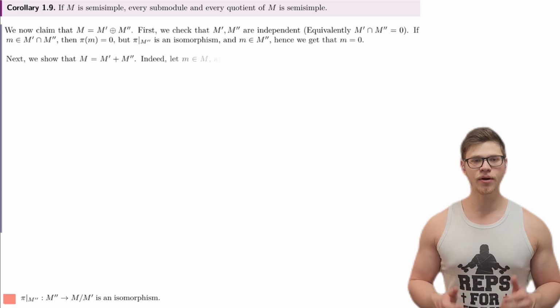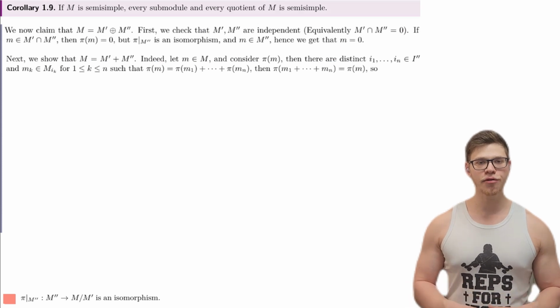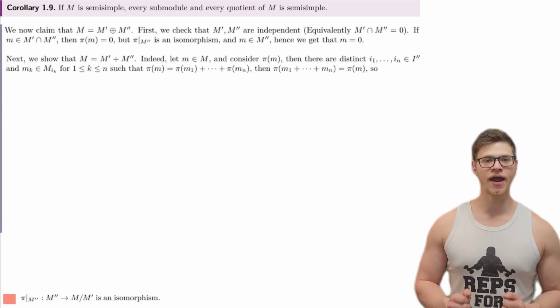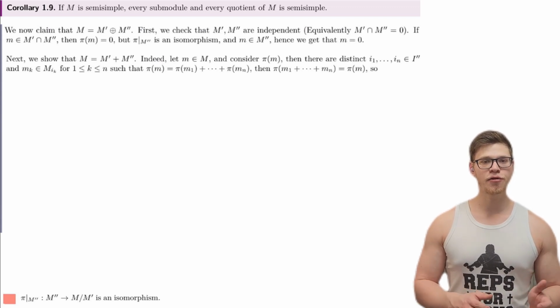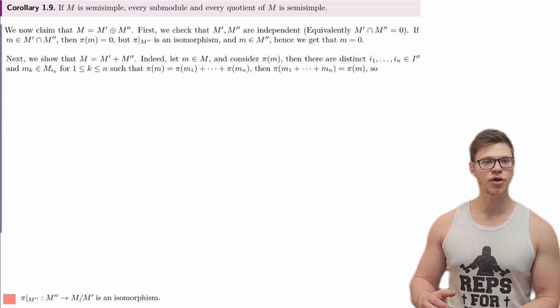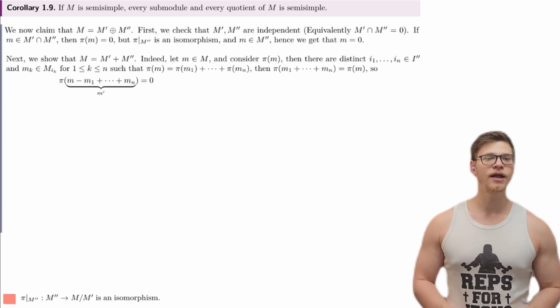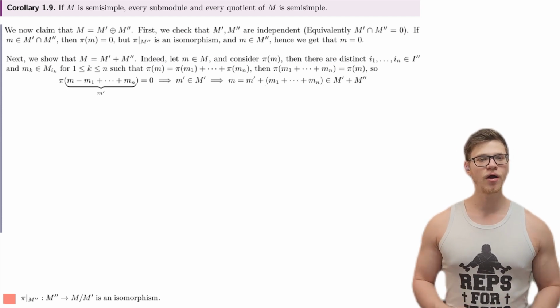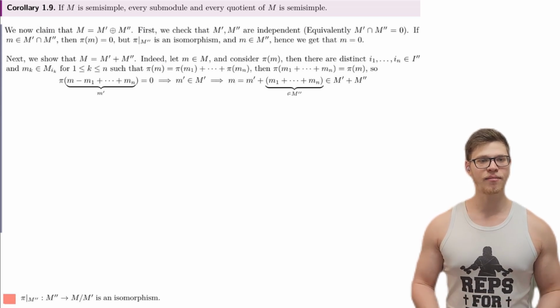Next, we show that the entire module is the sum of M' and M''. Let m be any element of the module and consider its image under π. Just as before, we can write π(m) as a sum of images of elements mₖ of Mᵢₖ for k from 1 up to n, so we get that since the images of m and m₁ plus ... up to mₙ are the same, the image of their difference, which we shall call m', is 0. But this means that m' is in the submodule M'. So we can write m as the sum of an element of M' and an element of M''. Hence M is the direct sum of M' and M''.